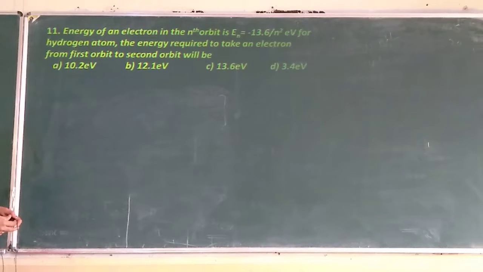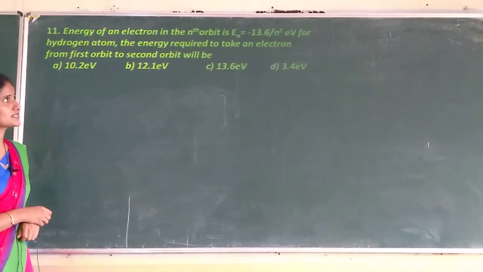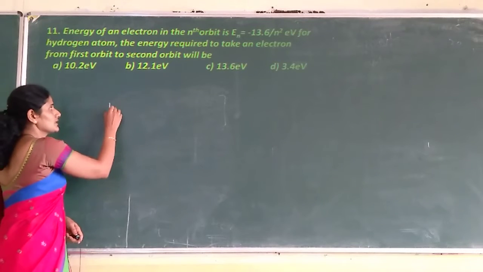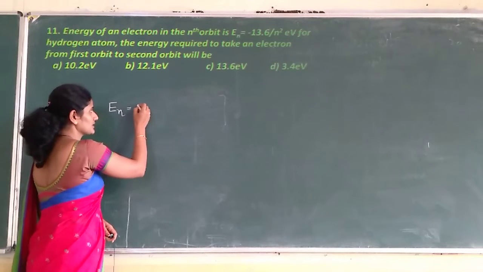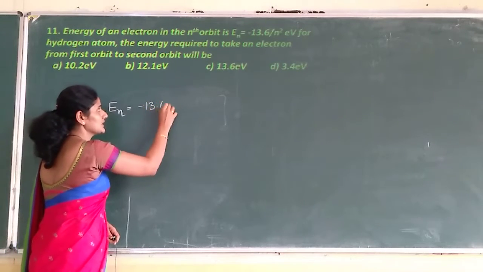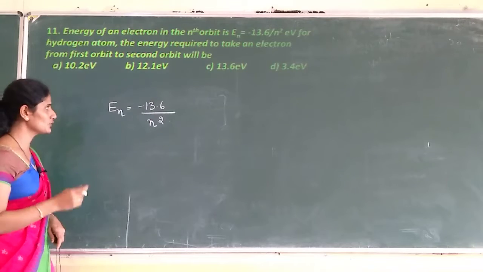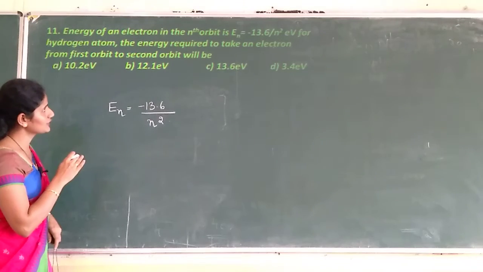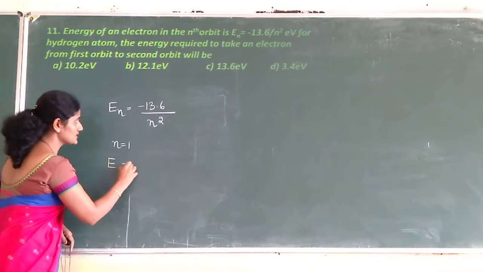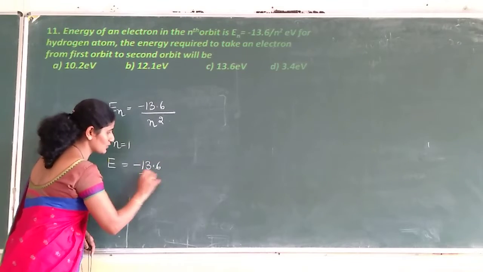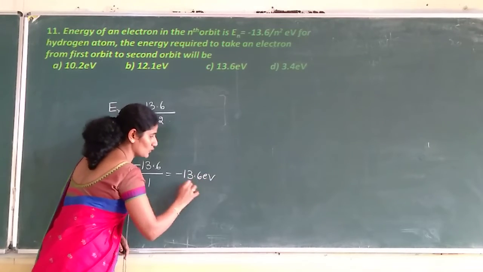Question number 11 says that the energy of an electron in the nth orbit is En equal to minus 13.6 divided by n square. This is the expression for the energy of an electron in the nth orbit. The n value varies from 1 to infinity. For the electron in the ground state, n is equal to 1, therefore energy E is equal to minus 13.6 divided by 1 square, which is 1, so E is equal to minus 13.6 electron volt.